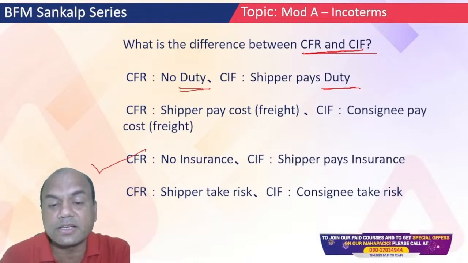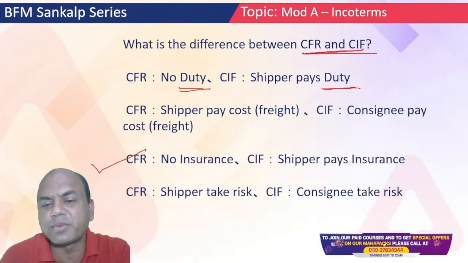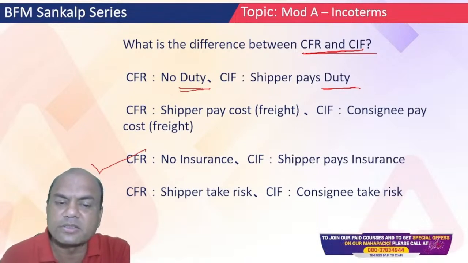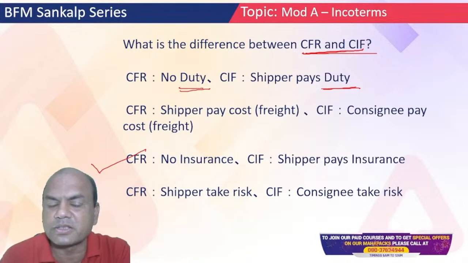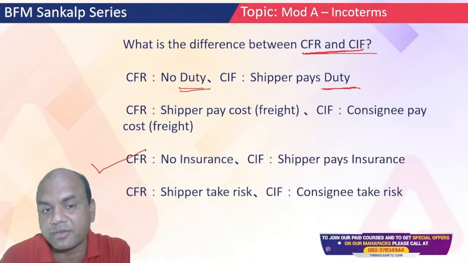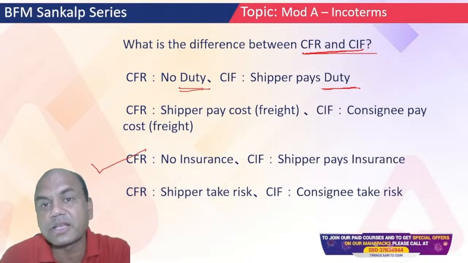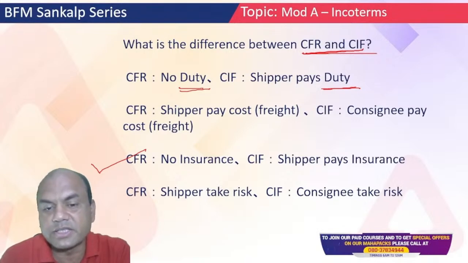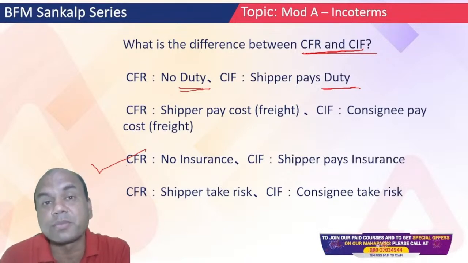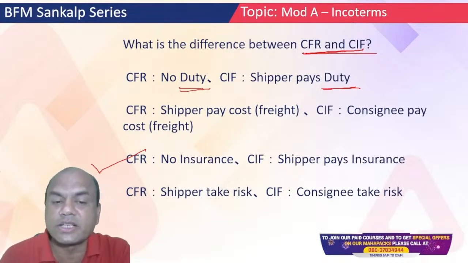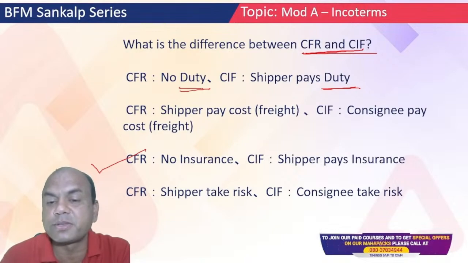CFR, shipper takes the risk; CIF, consignee takes it? It's not that. Consignee means buyer, and no one takes the risk that way. In CIF the insurance is brought in by the seller, but the risk is not taken. The seller will only pay for the insurance if something happens. But the right answer here is: CFR, no insurance; CIF, shipper pays the insurance.